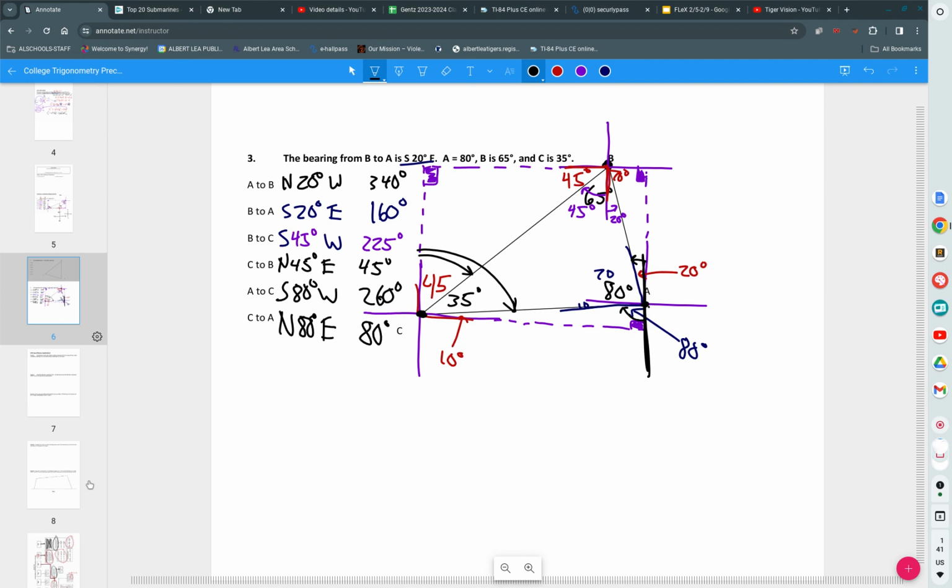Once again, we glance here, we can see that 340 and 160 differ by 180 degrees. 225 and 45 differ by 180 degrees, and 260 and 80 differ by 180 degrees. You can see that these match up as direct opposites. We can be confident our answer is most likely correct. We did not make a mistake. Way to go. You are super smart.